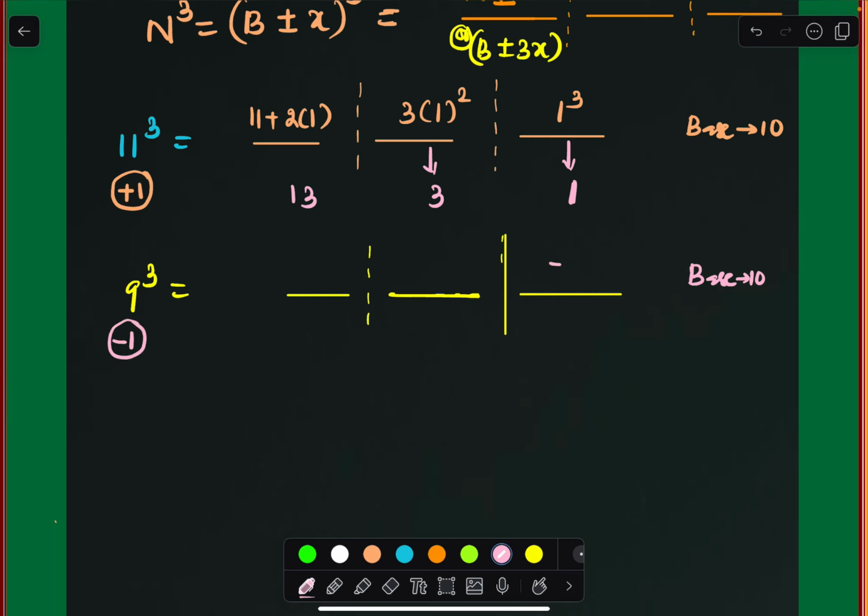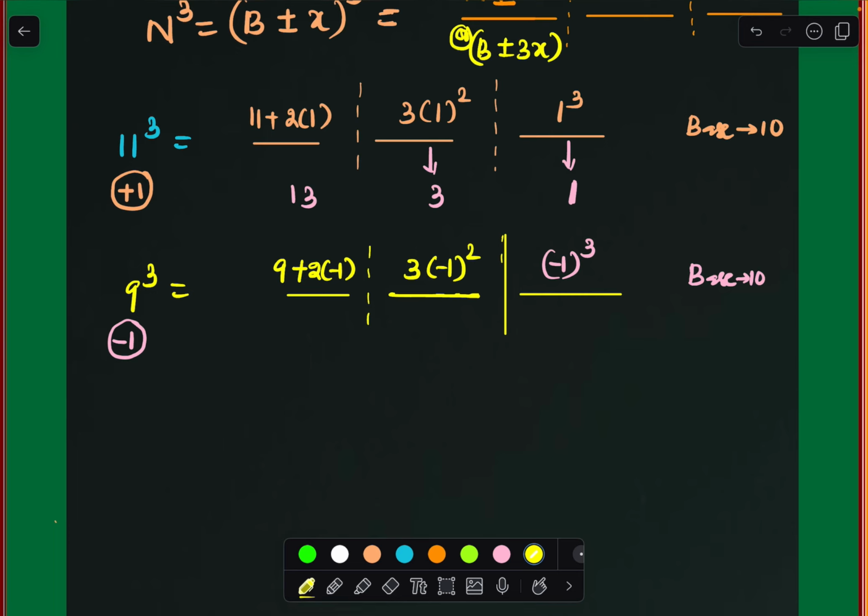We cube it and put it in the rightmost part: minus 1 whole cube. The middle number is 3 into minus 1 whole square, 3x square. And the leftmost value is the number plus 2 times its deficiency. The deficiency is minus 1, so we write 2 into minus 1. And what will we get here?